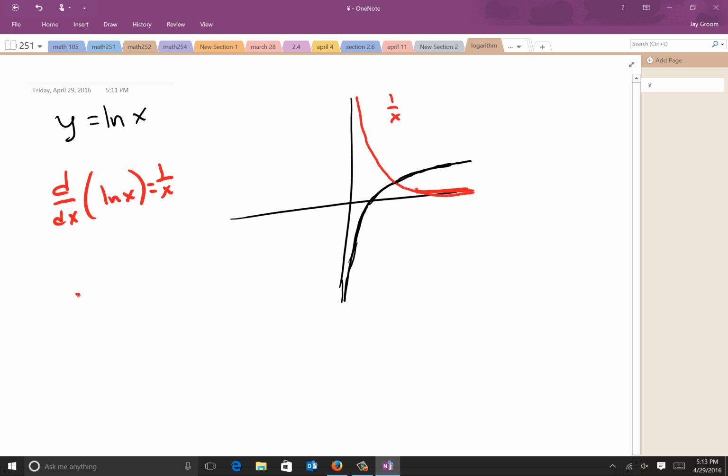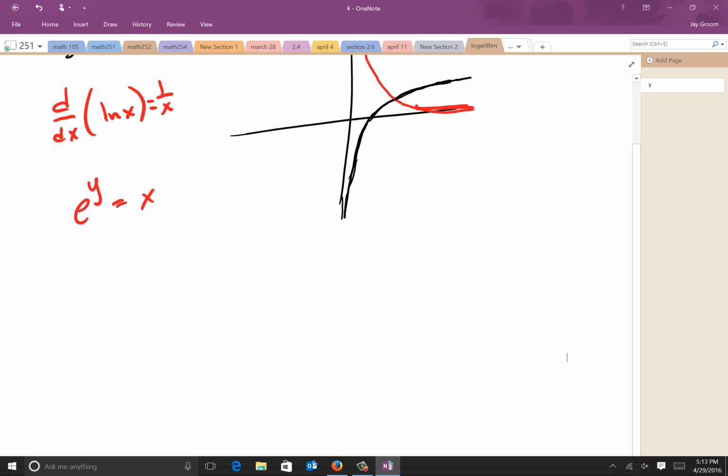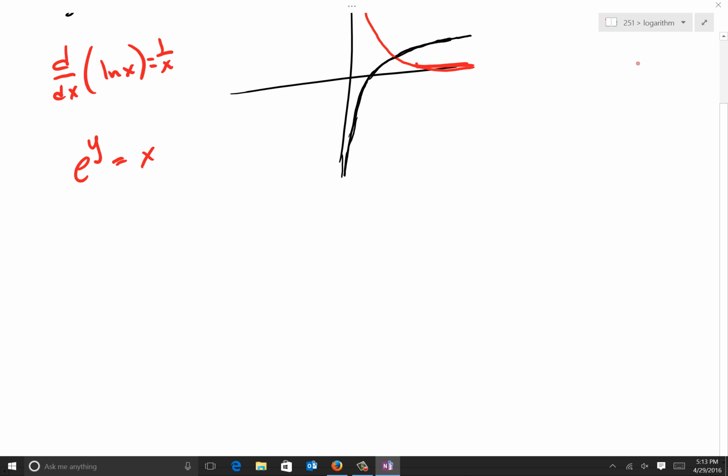Another way to do it is to turn that inside out and write e to the y is equal to x, right? Because they are inverse functions of one another. So that's a true statement, just like when we did the arctangent one. Now, what's the derivative of e to the y? Well, it is e to the y dy dx is equal to what? Well, it's equal to 1. So dy dx is equal to 1 over e to the y.